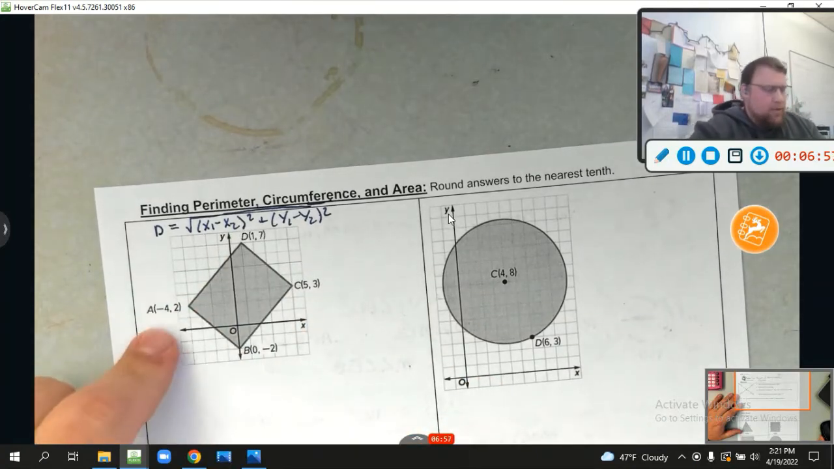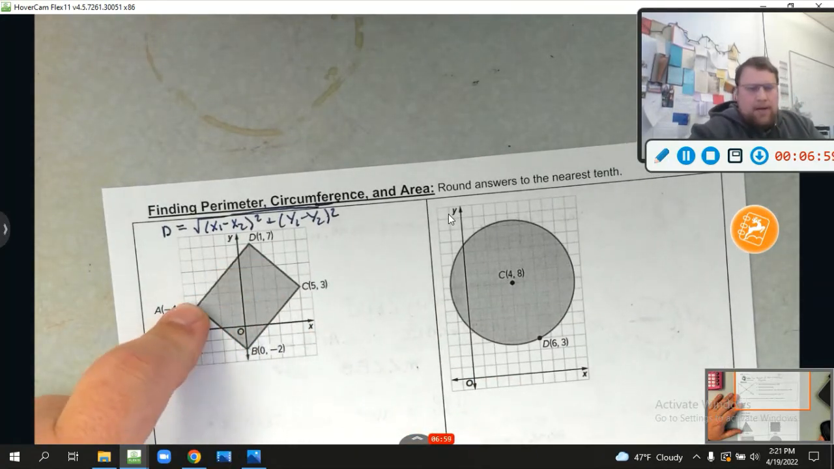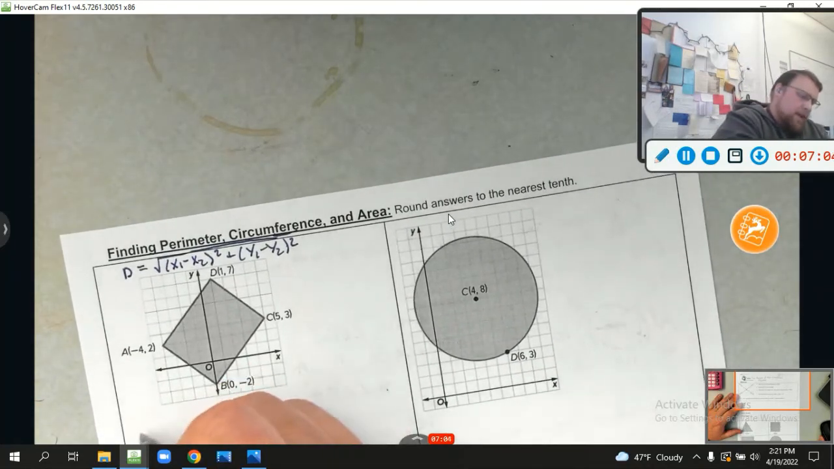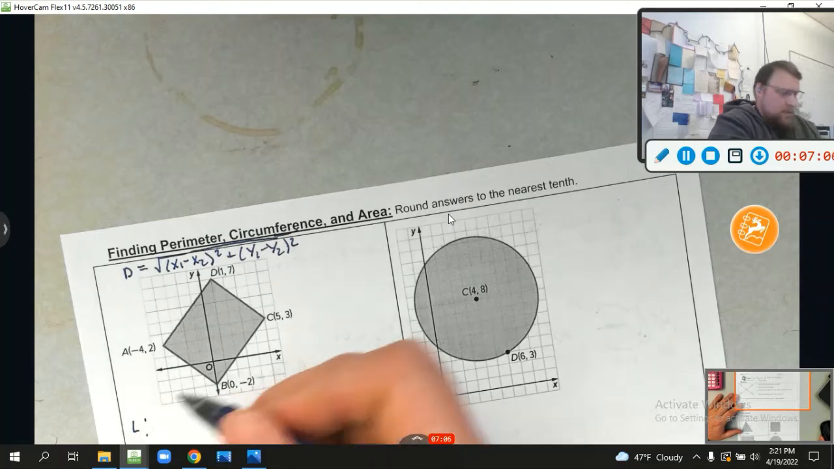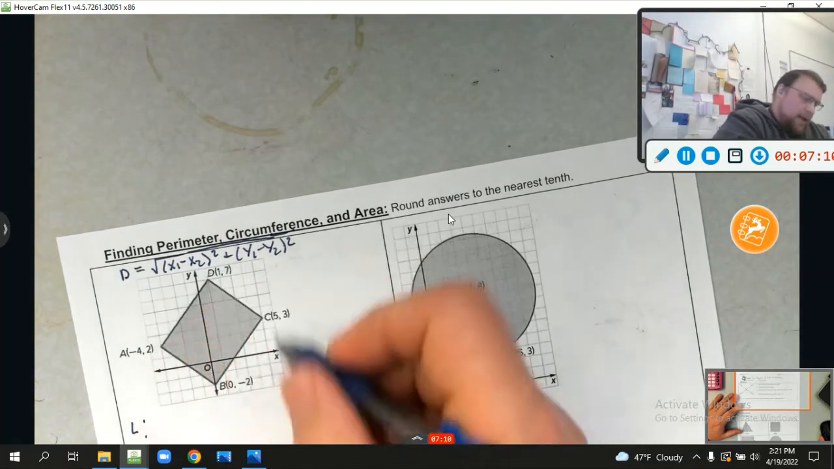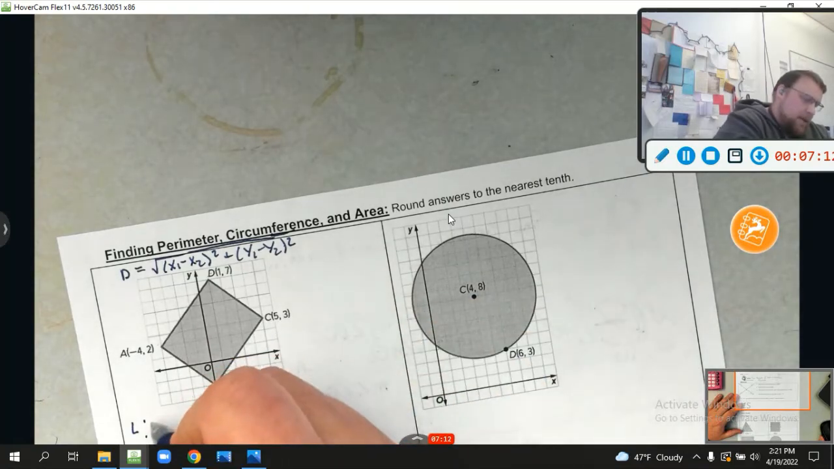I clearly have a rectangle right here, but I don't know what the length or the width is. So we're going to find that. First I want to start out by finding the length. And what do we get for the length? Well, I'm going to do AD. I could do BC, it would come out the same, but I'm just going to do the length AD. And what does AD equal?